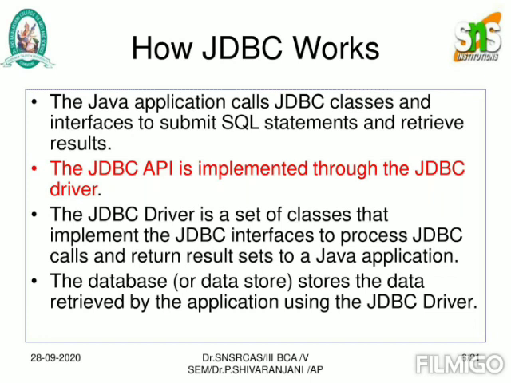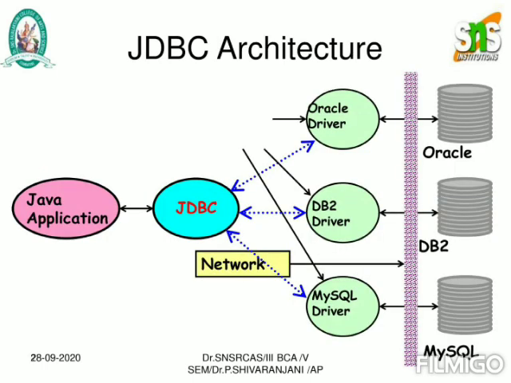The JDBC driver is a set of classes that implements the JDBC interfaces to process your JDBC calls and return result sets to the Java applications. The database stores the data retrieved by the application using your JDBC driver. The next is JDBC architecture. Here you have a Java application, and JDBC is an intermediate between your front end and your back end, done with the help of a network connection. That's what the diagram explains.